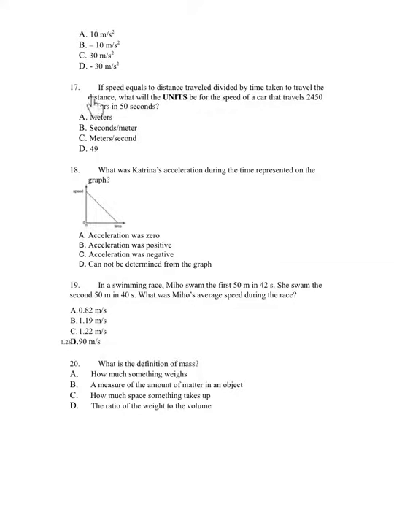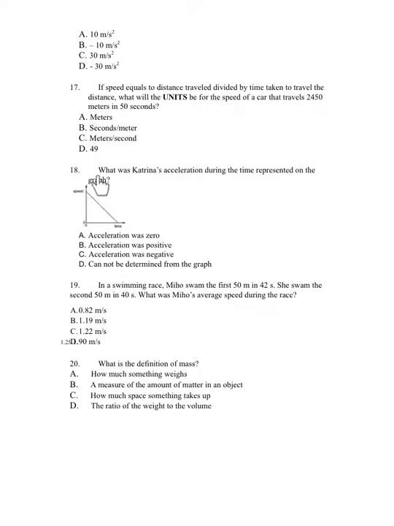Number 17. If speed equals the distance traveled divided by the time taken to travel the distance, what will the units be for speed of a car that travels 2,450 meters in 50 seconds? A. Meters. B. Seconds per meter. C. Meters per second. D. 49.